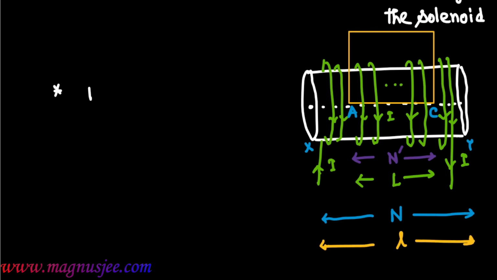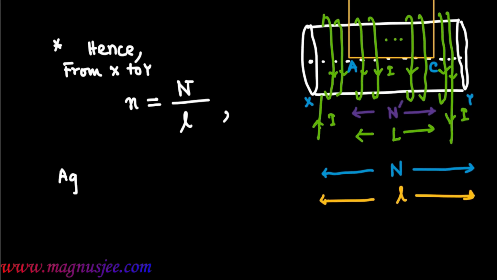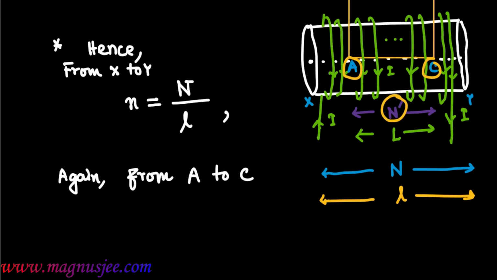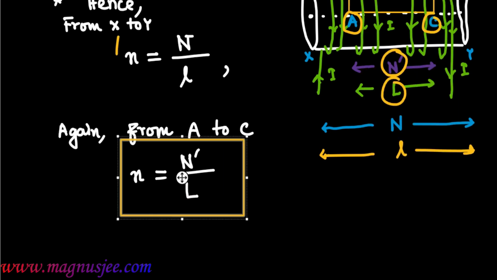Capital N is the number of turns of the solenoid, and small l is the length of the solenoid. Hence small n equals N by l. From X to Y, small n is N by l, which is the number of turns per unit length of the solenoid. Again, from A to C, small n equals N prime by capital L. This is also the number of turns per unit length of the solenoid.